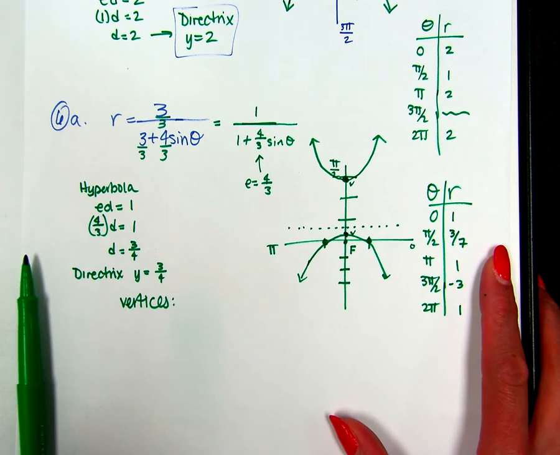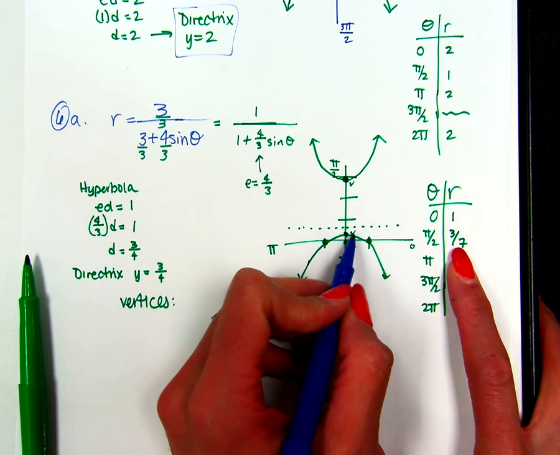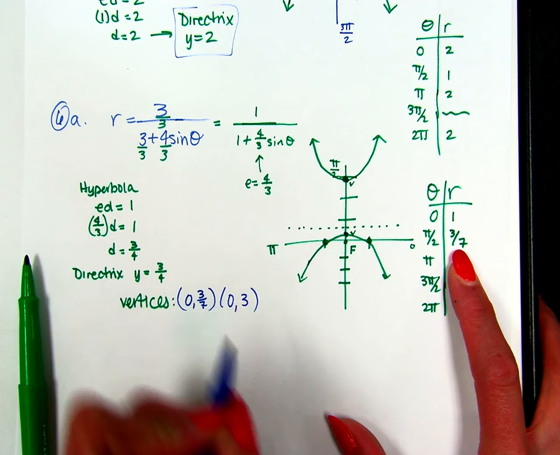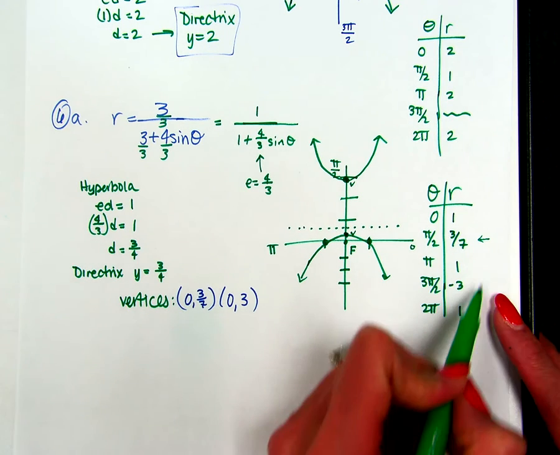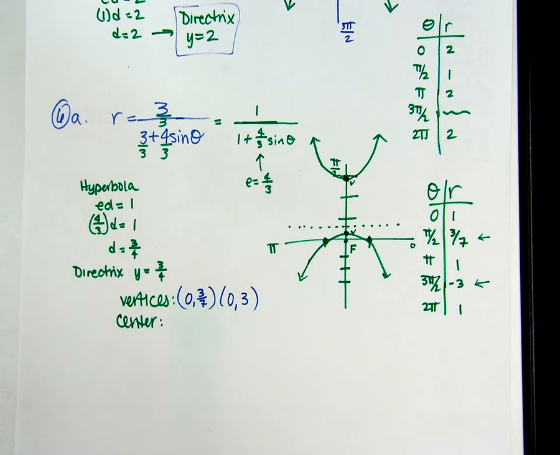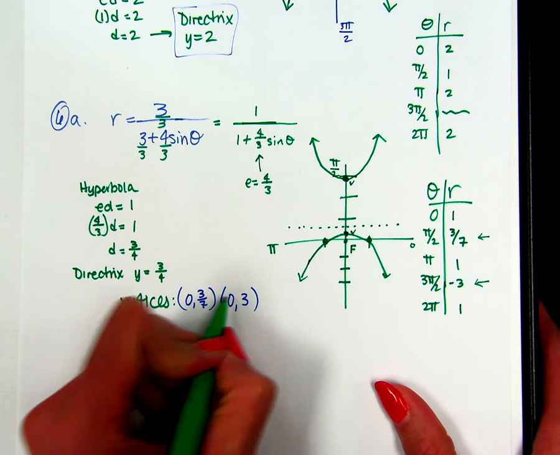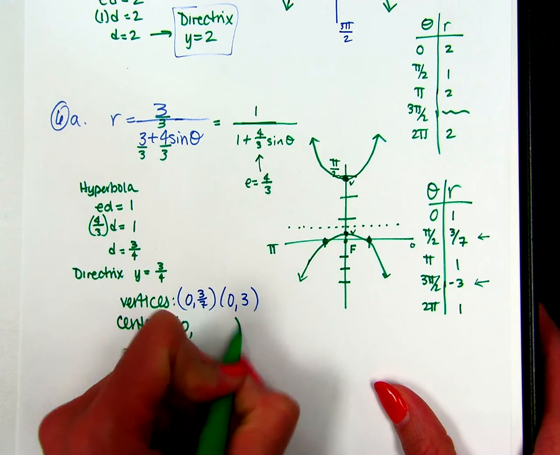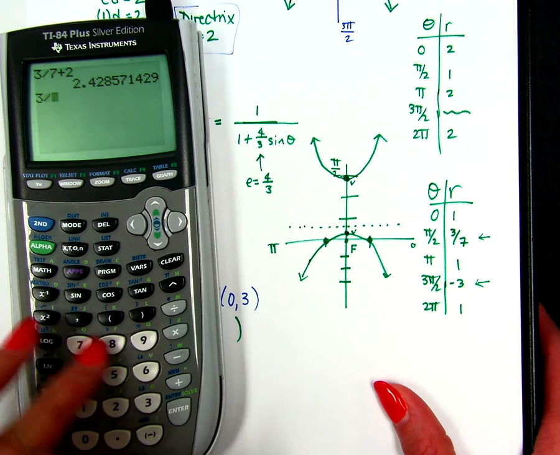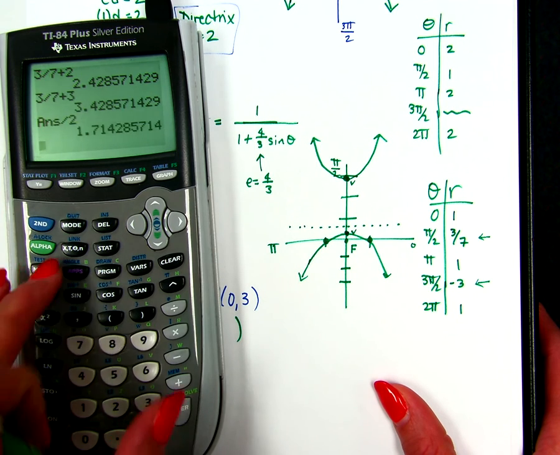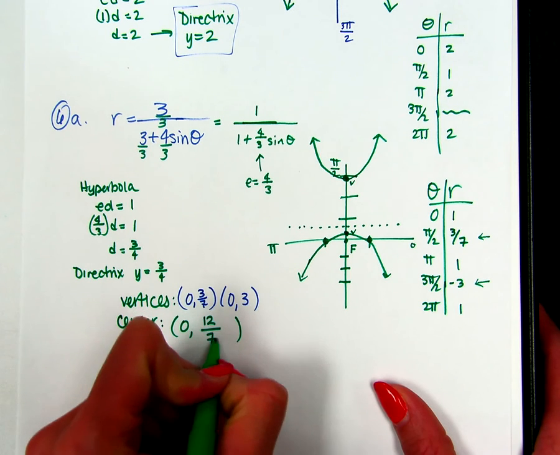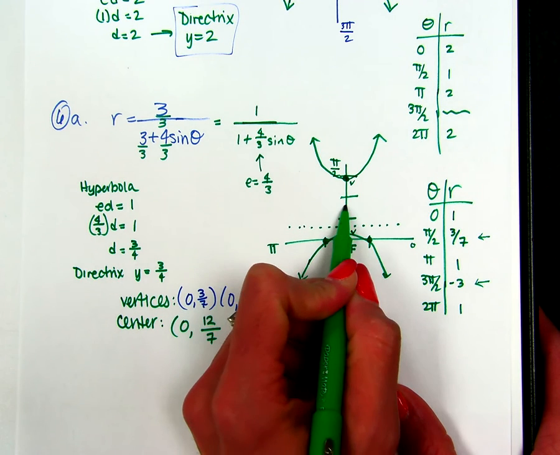In rectangular form, right, this would be at 0, 3/7 and 0, 3. In polar form, they were over here. All right, my center should be right in the middle, so I just need to find the midpoint. So remember, midpoint formula is x plus x divided by 2, so that's 0, and then I need to do 3/7 plus 3 divided by 2. And that gives me 12/7. So my center is at 0, 12/7.